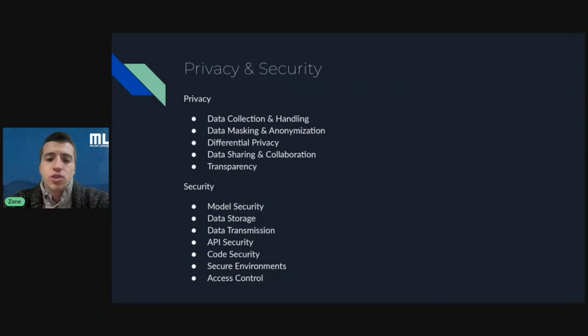There is data storage. Data storage systems should be secured against unauthorized access. Encryption, access controls, and strong authentication methods should be used to protect data at rest. Data transmission. When data is transmitted between systems or over networks, it should be encrypted to prevent eavesdropping. Secure protocols like HTTPS and SSH should be employed.